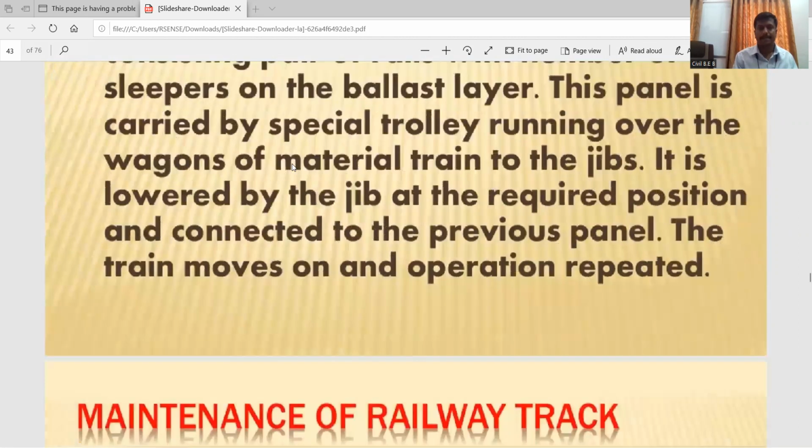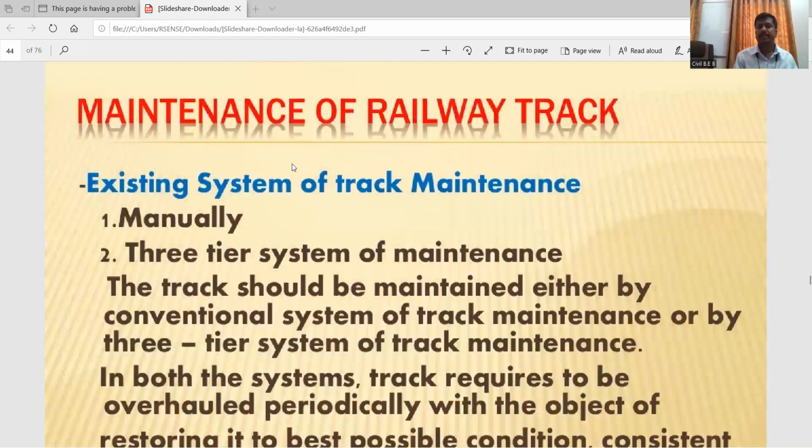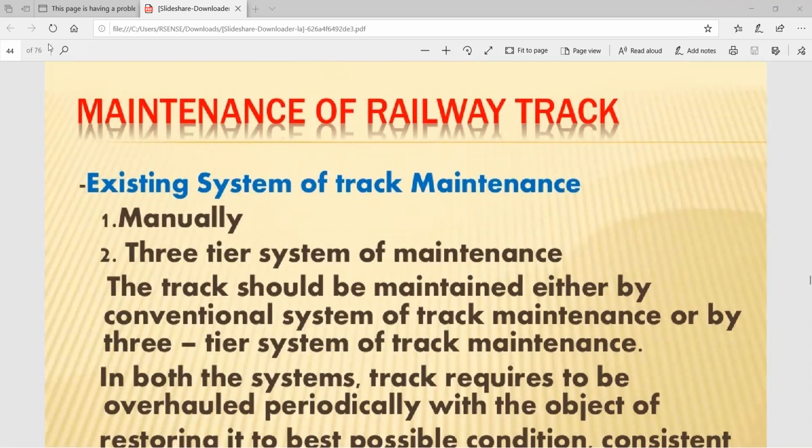So how to take the maintenance of all these railway tracks which are present over here? How we are going to maintain the railway track, that part we are going to discuss. Let me share the new screen with you. Just give me a minute.